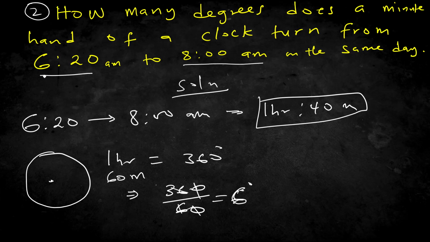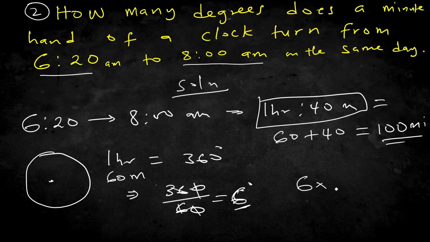Now from 6:20 to 8, we have 1 hour 40 minutes. So 1 hour 40 minutes to minutes: 1 hour here is 60, so 60 plus 40 minutes, we have 100 minutes. And 1 minute is 6. So to get the answer, we have to multiply 100 minutes by the angle, that will be 6 times 100. That will be 600 degrees. That's our answer.